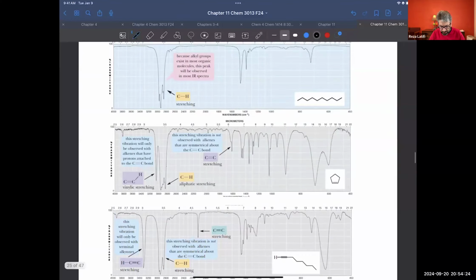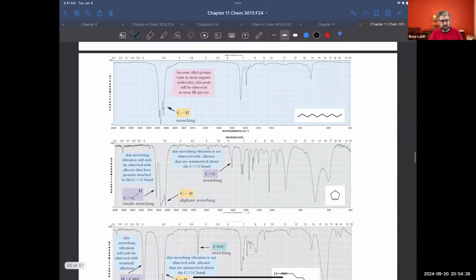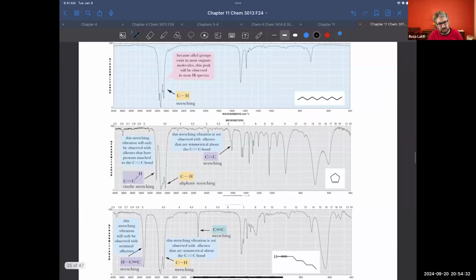Okay, another example. Here you can see more actual detail about the peaks that we assigned. I'm going to leave this one to you to go through them and carefully read the notes here.